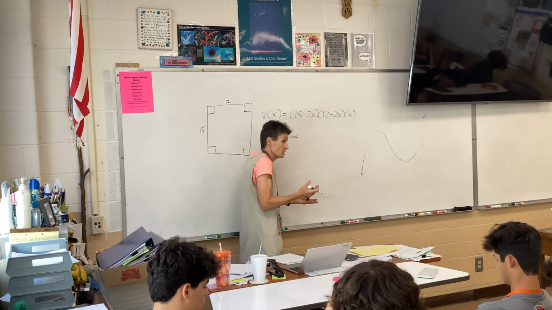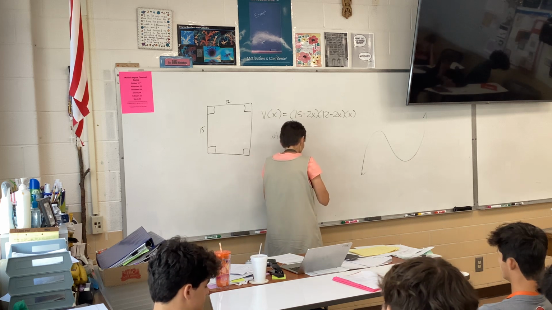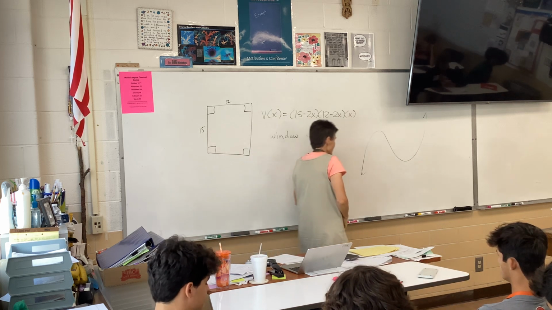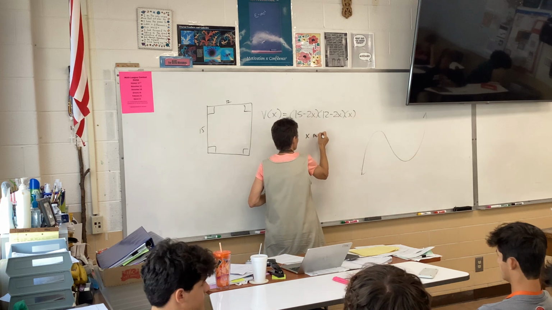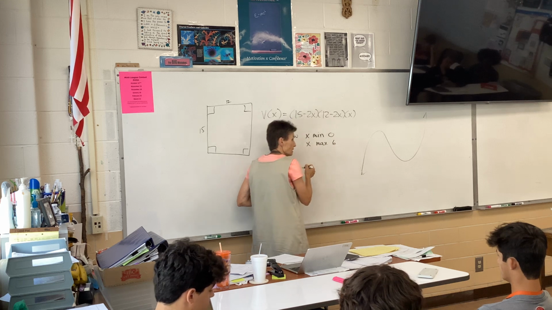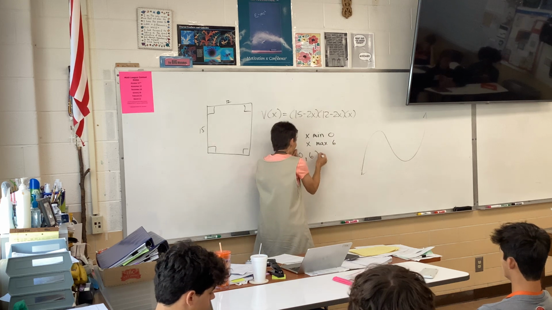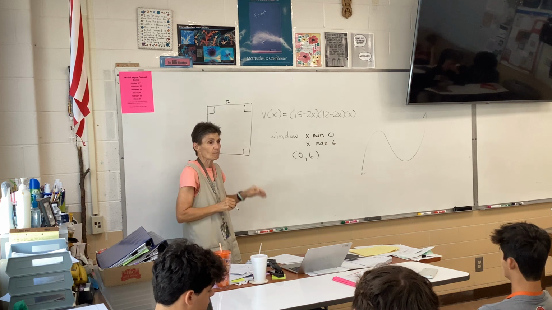They have restrictions. So what did we say our x's were? Oh my gosh, I knew where my markers were. What did we say our x's were? X min was 0 and x max was 6. As an interval, x is between 0 and 6. Now, who can explain why that is?